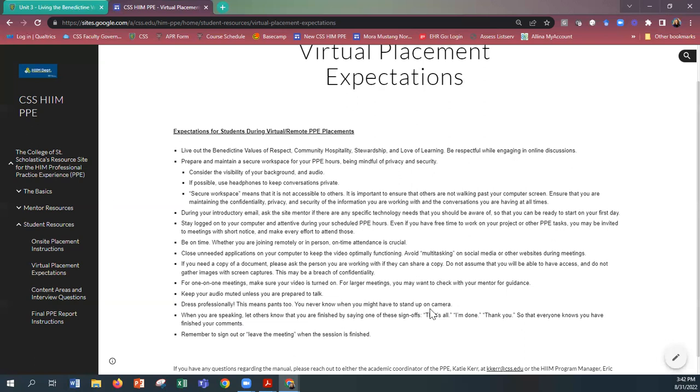For one-on-one meetings, make sure your video is turned on. And for larger meetings, you may want to check with your mentor for guidance, okay? Some organizations just don't use video, and that is fine. If nobody's using video and you're the only one, feel free to shut yours off. However, if they do use video, we expect you to have yours on, okay? And then we want you to keep your audio muted unless you're prepared to talk. This just cuts down on distractions for the other people attending the meeting as well.